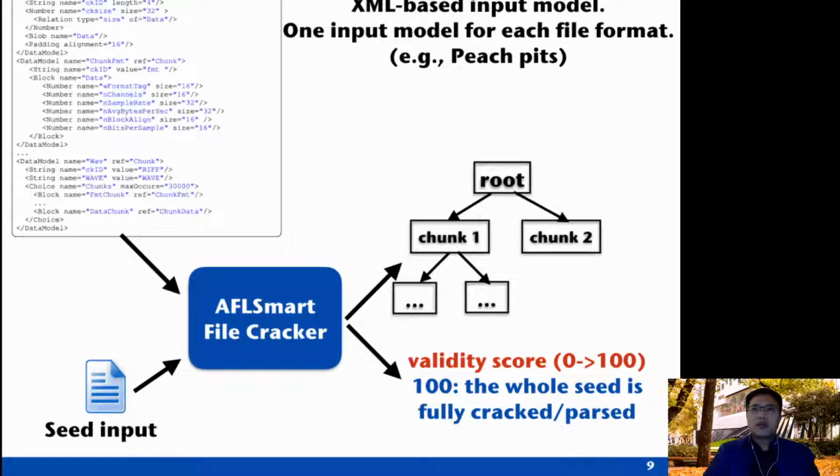We call it FileCracker. This component takes a seed input along with an input model, which is written in an XML-based file format, and it will transform the input to the tree-based file structure. Moreover, this component also outputs the validity score of the input, and using this information, we can design a selection algorithm to favor the one that is more valid.